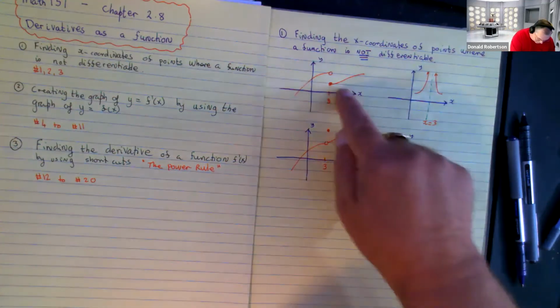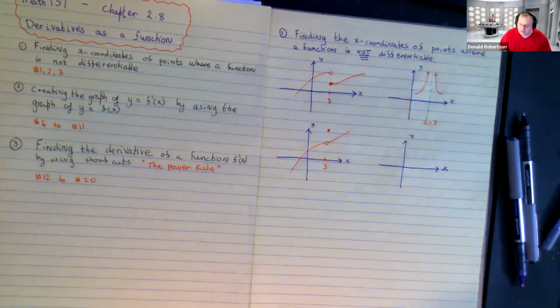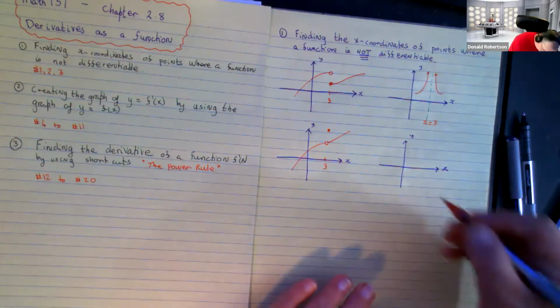Let's pause for a minute. Have you noticed that every single one of these places where a function's not differentiable are the same places where it's not continuous? And that is true. If you're not continuous, you're not going to be differentiable. That's guaranteed. So you might think, well, they're the same thing, so it doesn't matter. No, there are some situations that I'm now going to show you where the function is continuous, but it's not differentiable. Here's the first one.